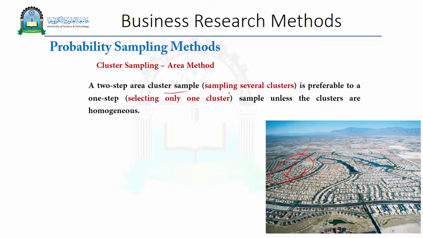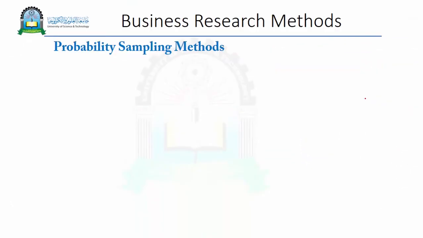In cluster sampling, several clusters are preferable to one step and then selecting only one cluster sample, unless the clusters are homogeneous. So if it's heterogeneous, I might come up with two clusters. If homogeneous, one cluster is enough.